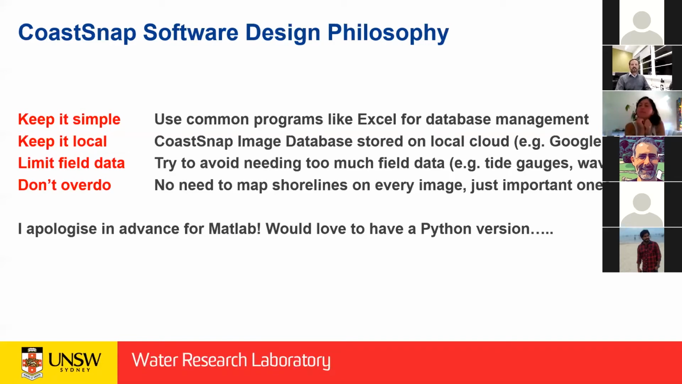One of the things that we've tried to do in terms of CoastSnap is keep it simple and avoid needing too much field data. Whereas in coastal imaging we tend to want it to be as accurate and precise as possible, here we've tried to sacrifice a little bit of accuracy, which I think sometimes we get too obsessed with trying to make too accurate.